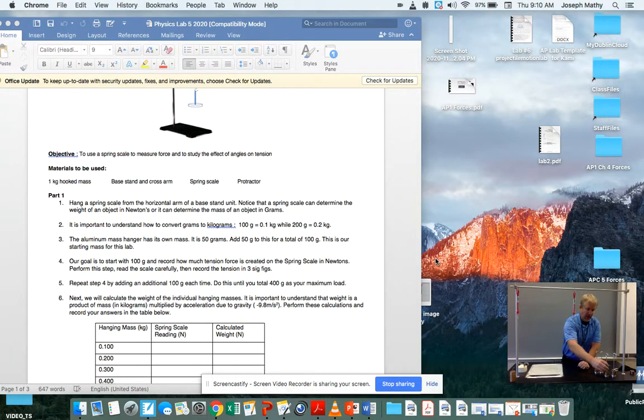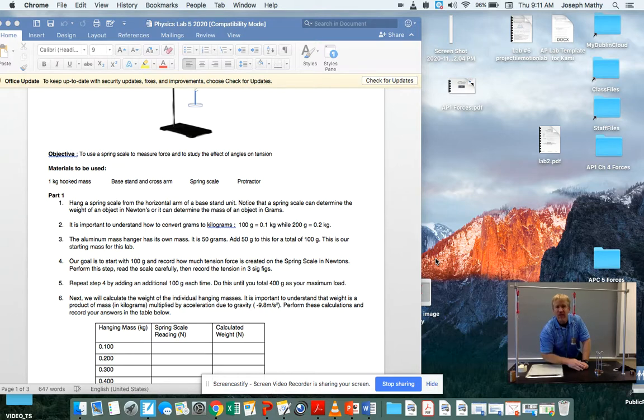I'm then going to add 300 grams. And yes, the tension is going up if you look at the spring scale going down and down and down. Finally, the last mass we're required to put on here is 400 grams. And what we want to do is every time we want to take these readings and put it on our data table that you're looking at where it says spring scale reading per hanging mass.